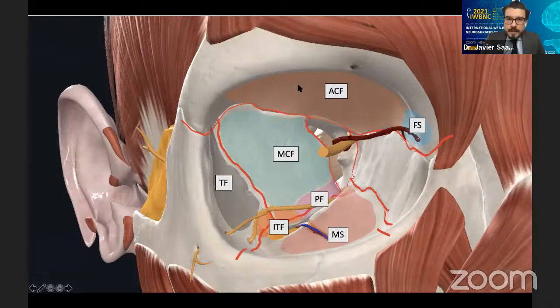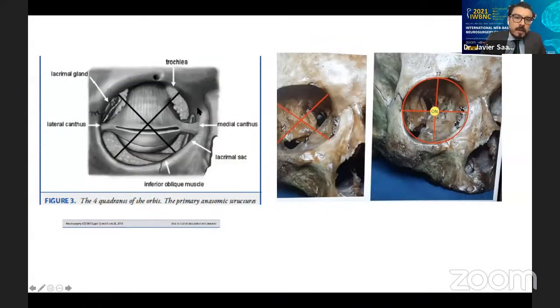So we will see, this is a projection of all the compartments that you can access through the orbit. We have the anatomical landmarks that we just talked about. And if you drill through these bones, you will have access to different compartments. Let's see. So this is a picture of Dr. Mo's paper. She tried to summarize the anatomy of the orbit in these 4 quadrants.